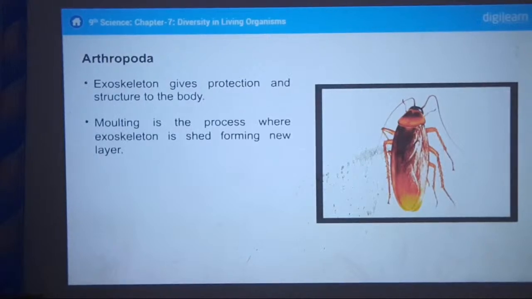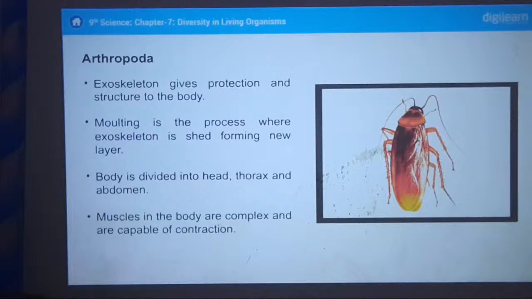This exoskeleton does not grow as the animal grows. It is shed at intervals and there is formation of a new layer. The process is called molting. The body of the arthropods can be divided into three parts: head, thorax, and abdomen. Muscles found in these animals are complex and are capable of contraction. Coelom is reduced and filled with blood and is called hemocoel.